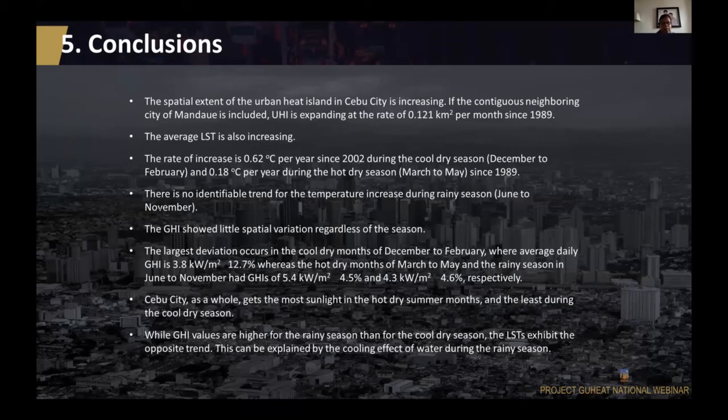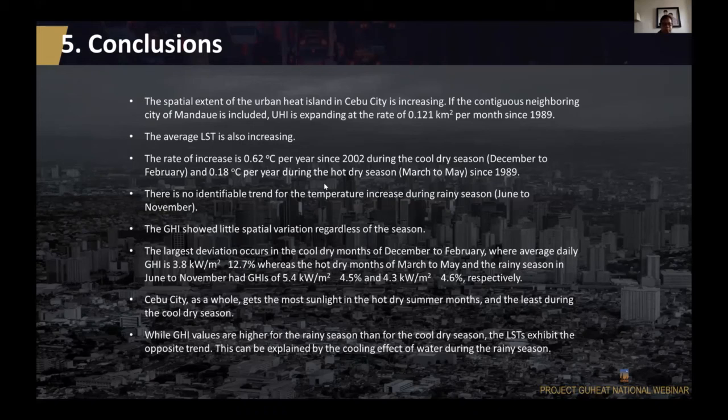The spatial extent of the urban heat island in Cebu City is increasing. The rate is about, if you consider both Mandaue and Cebu City, and we chose Mandaue and Cebu City because they are the most urbanized cities in Metro Cebu, about 0.12 square kilometer per month since 1989. The average land surface temperature is increasing. The rate of increase is 0.62 degrees Celsius per year since 2002 during cool dry season, and 0.18 degrees Celsius per year during hot season.